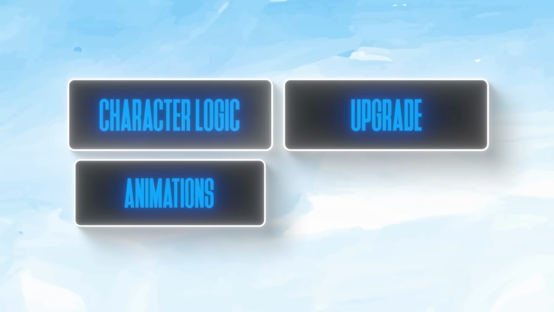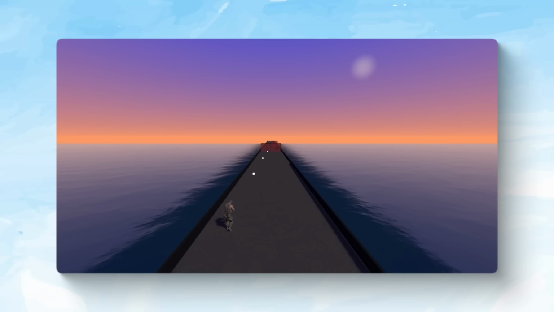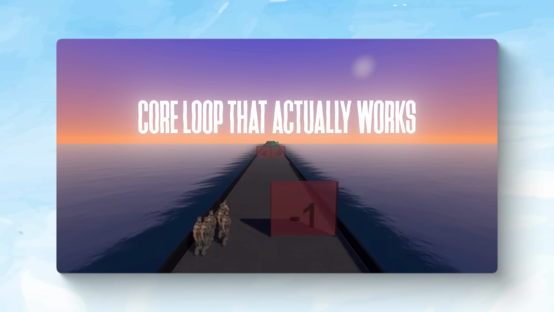So now, at this stage, everything's finally clicking into place. The character logic, the upgrades, the animations, the environment, each part is doing what it's supposed to do. It's not over-designed or cluttered, it's just focused on the core loop that actually works. There's still plenty to improve, but this version already feels like a game with structure. The mechanics are tied together, the visuals are functional, and most of the heavy setup is out of the way.